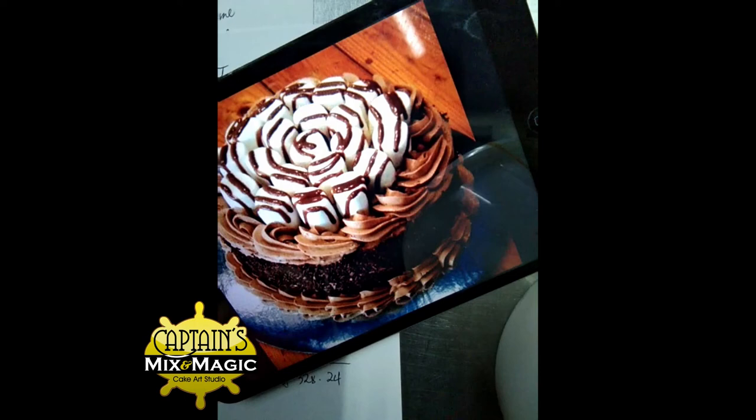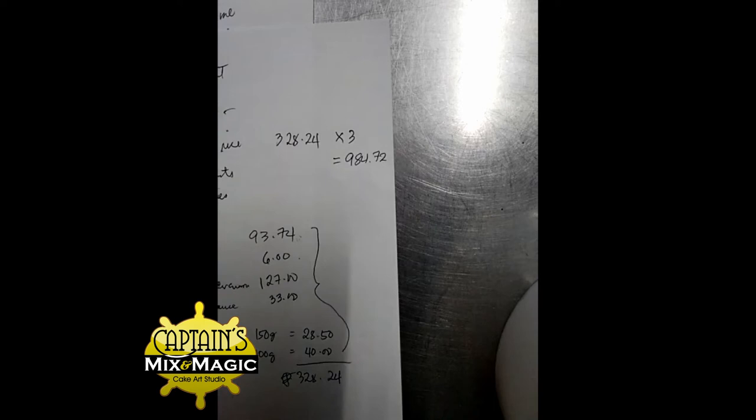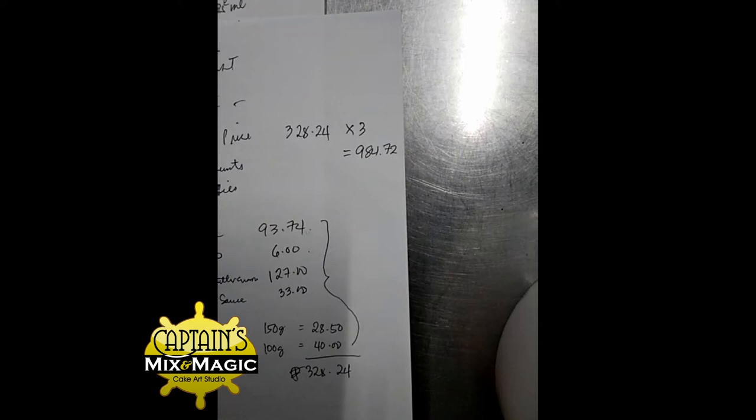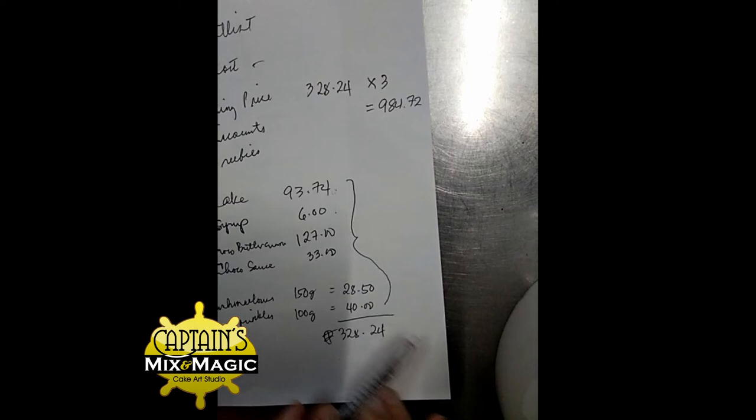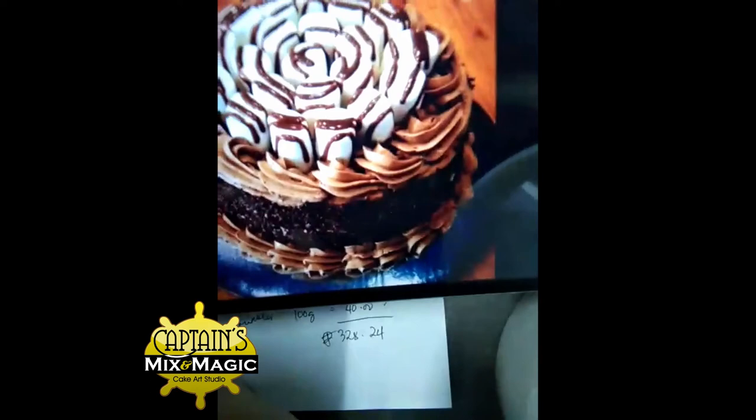Depende. It depends on where you are. Depende rin sa pagkakabili mo ng ingredients. Meron kasing murang tsokolate. Merong mamahaling tsokolate. Merong mamahaling na sauce. Yan. So, dyan naglalaro yung price natin. But, based on this food costing, this cake should be at least sold at 985 pesos.